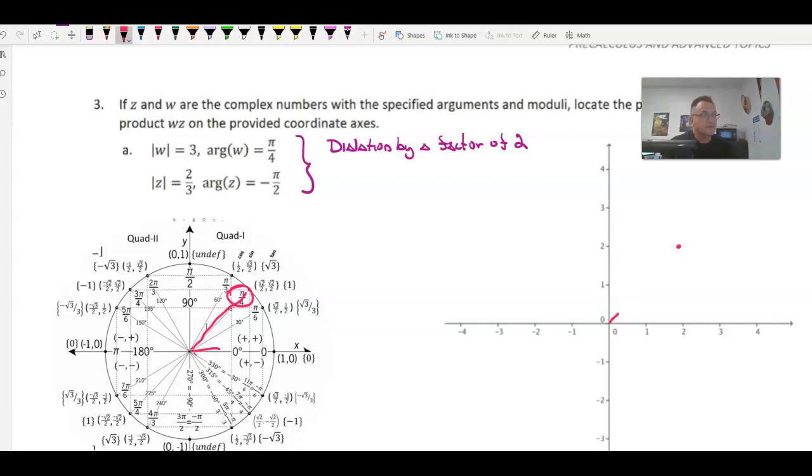Okay, so there's W. Okay, and now Z is 2/3, negative pi over 2. Well, negative pi over 2 is clockwise. Okay, so that one is going to be 2/3. It's not quite to -1. So Z might be located some spot like that. Okay, any questions on what I did there?